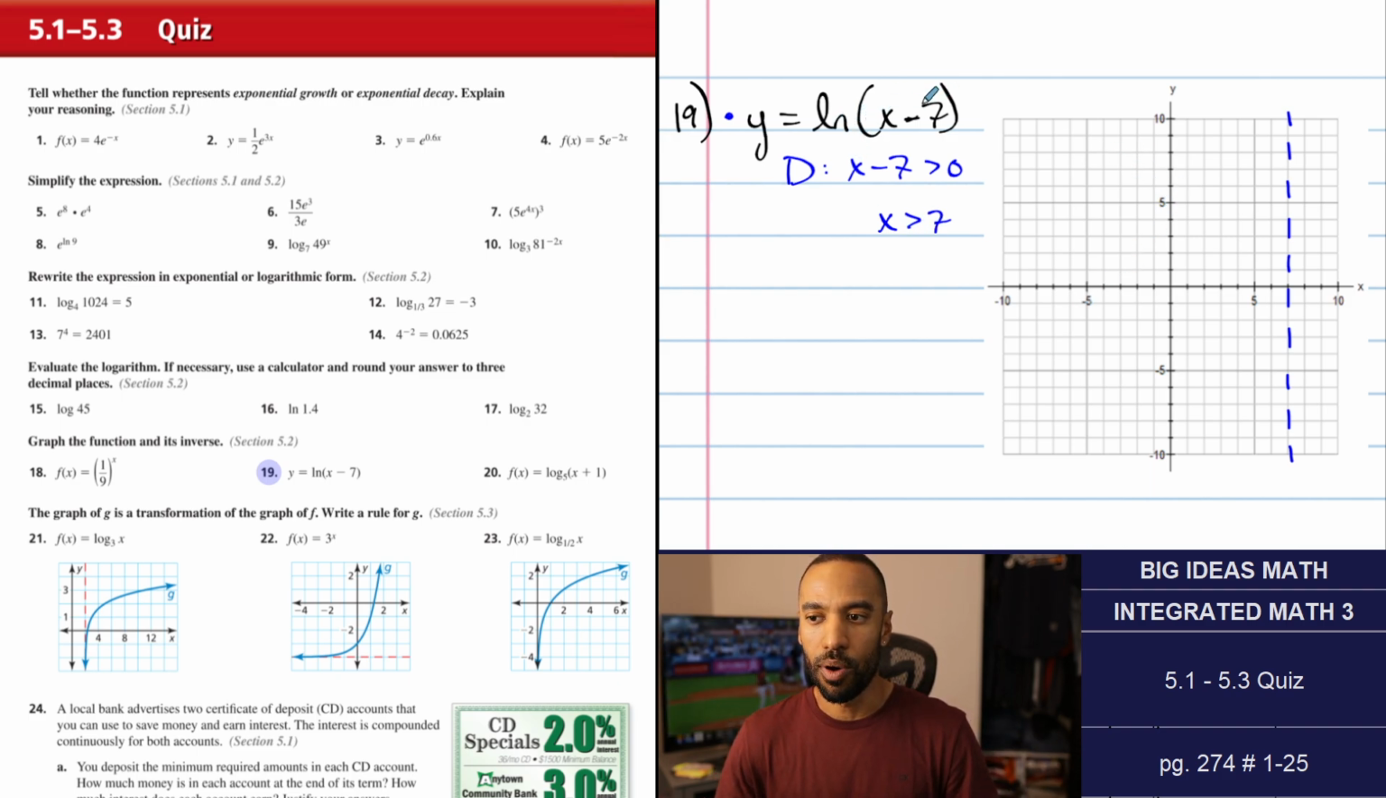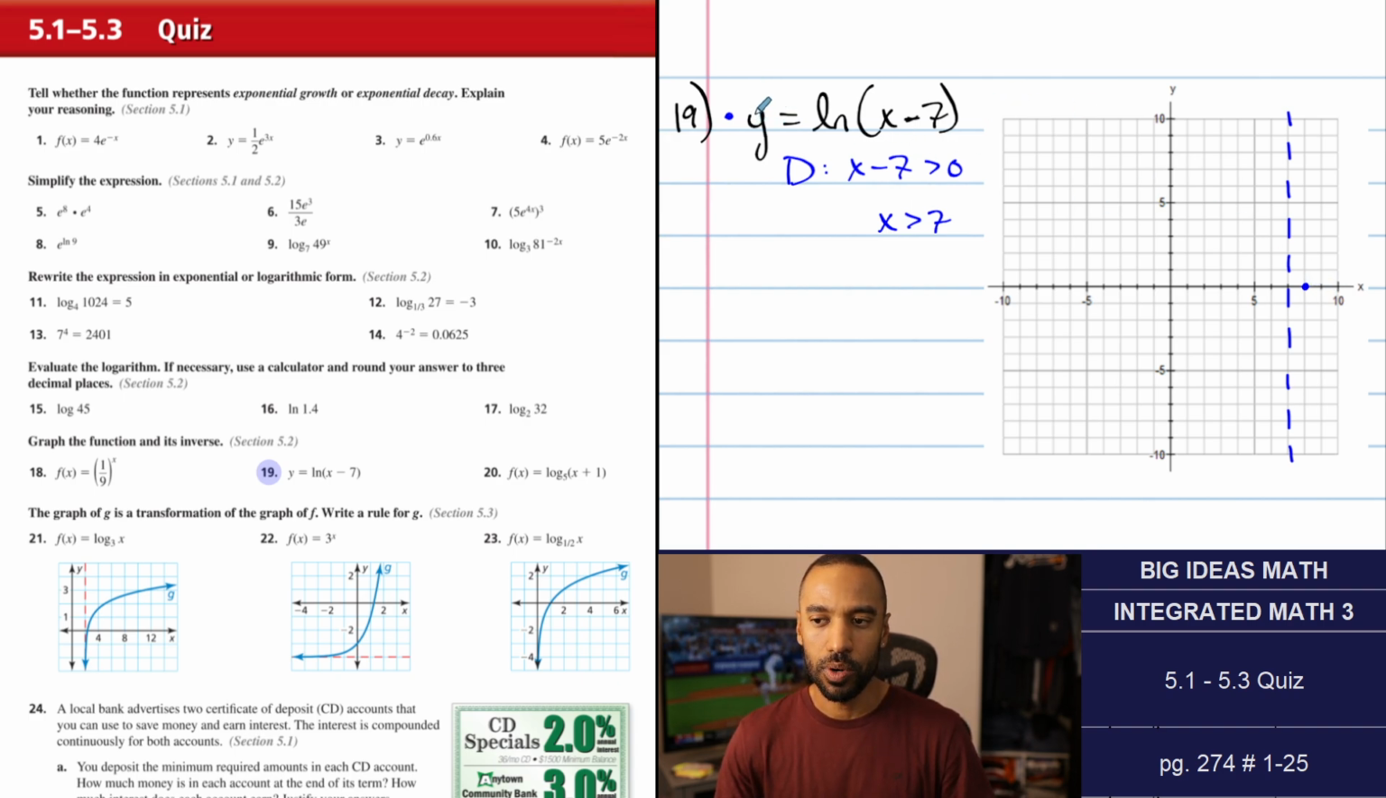Once again, the log of 1 is 0. Now, what value of x would give you 1 inside of here? 8. 8 minus 7. 8 is 1 away from 7, so it just makes sense that when we go 1 away from here is where we turn into 0. There's no vertical shift. There's no plus 3 or anything like that, so it's just right there.